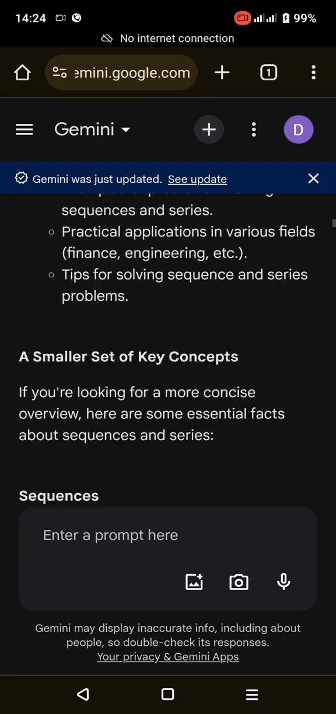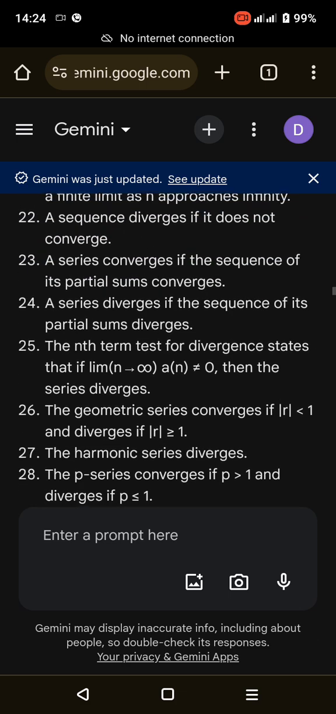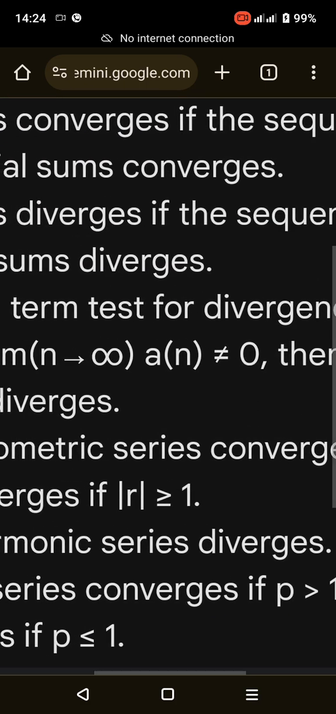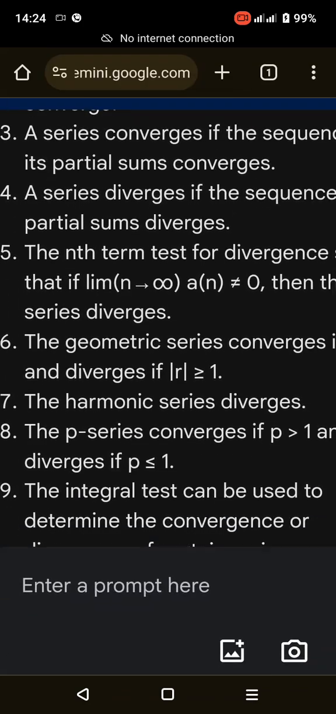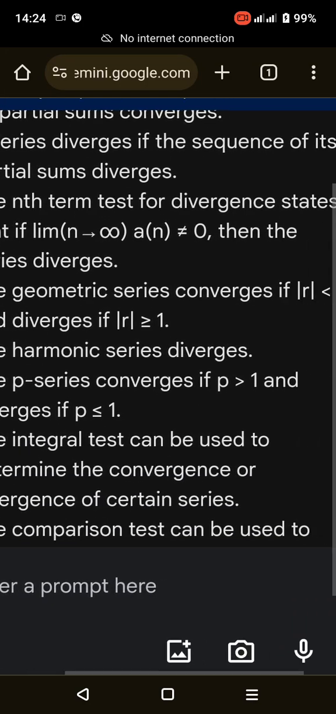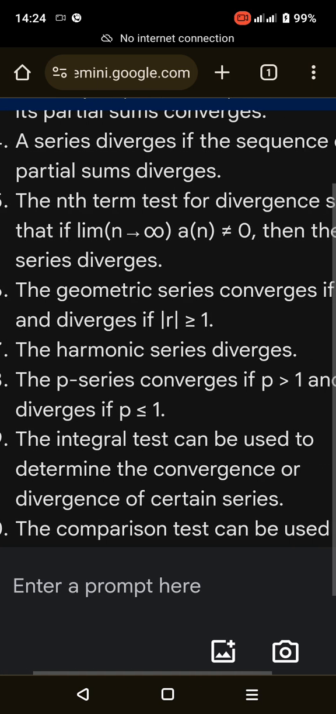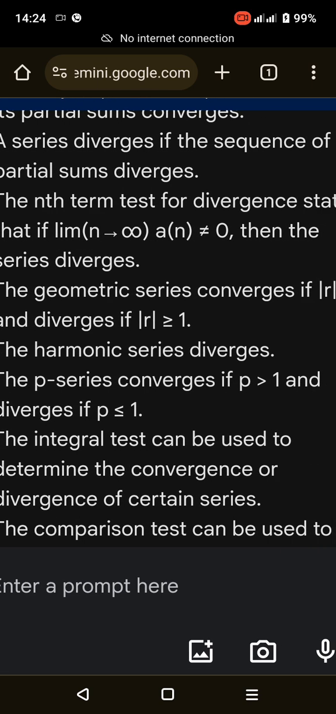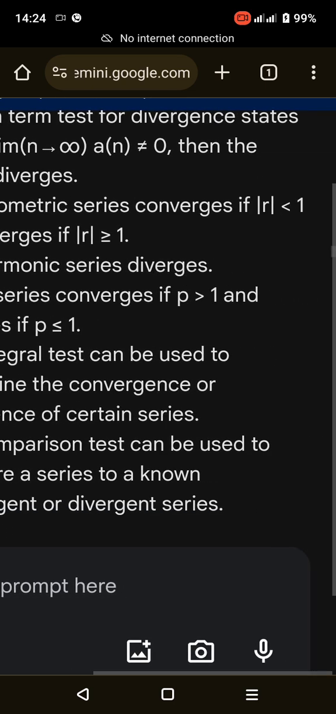25. The nth term test for divergence states that if the limit as n approaches infinity of a_n does not equal 0, then the series diverges. 26. The geometric series converges if the absolute value of r is less than 1 and diverges if it is greater than or equal to 1. 27. The harmonic series diverges.